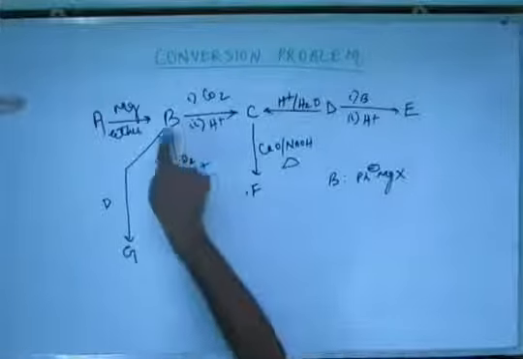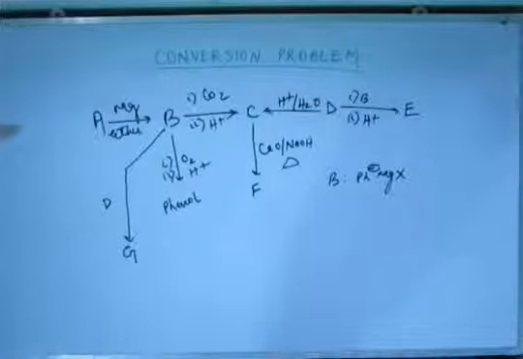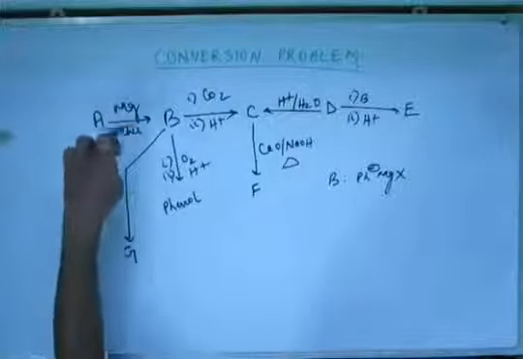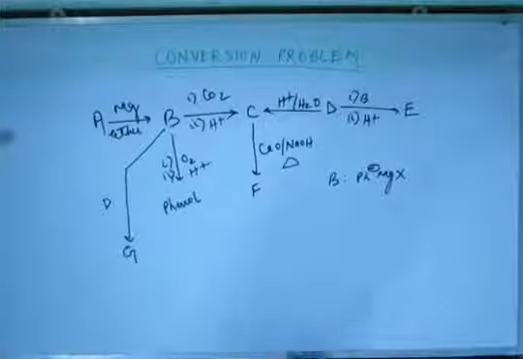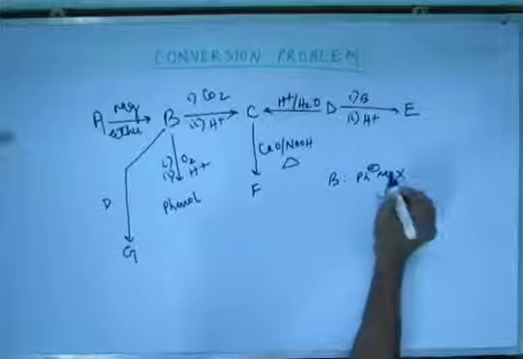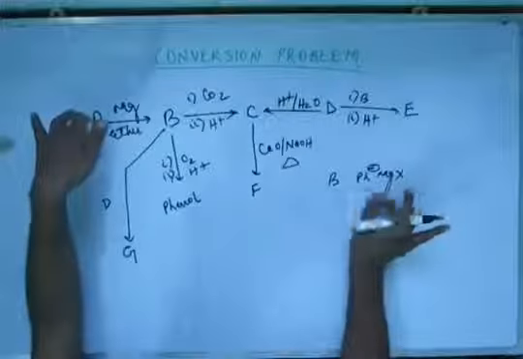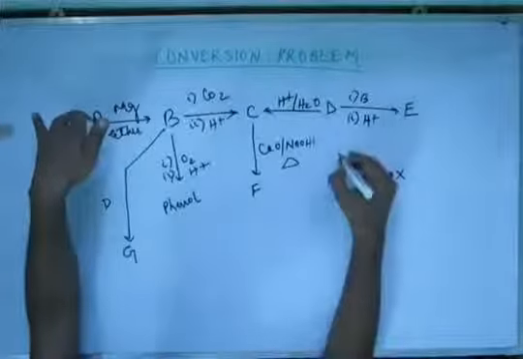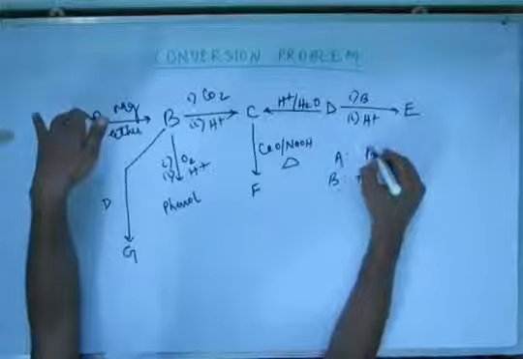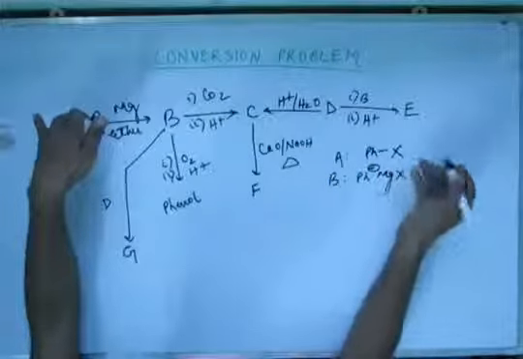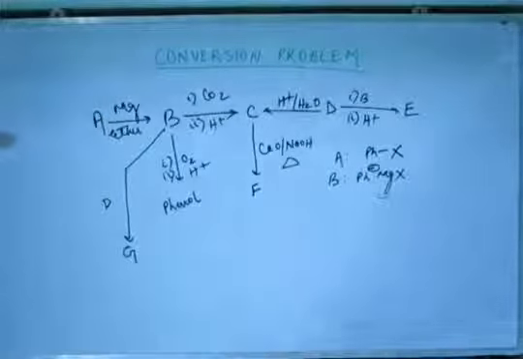Once we have identified B, it will be very easy for us to identify A, because that A must be RX, that will result in RMgX. So this Mg must not be there, and this R and X must be somehow bonded in A before this RMgX was formed. So what must A be? A must be PhX. This X could be chlorine, could be iodine, could be bromine.